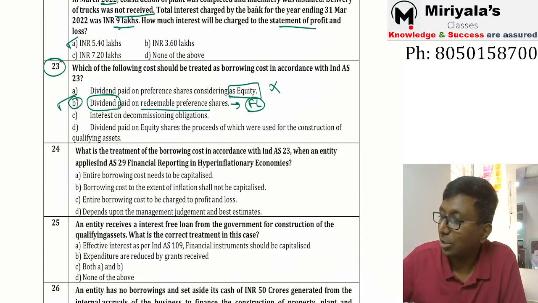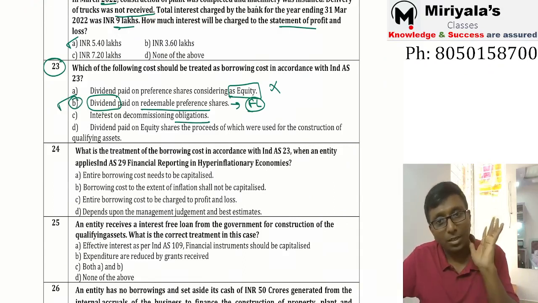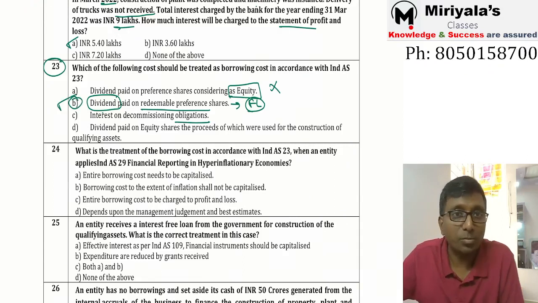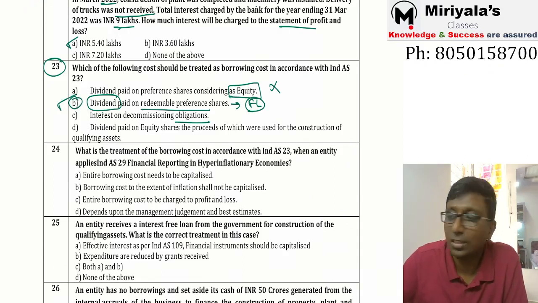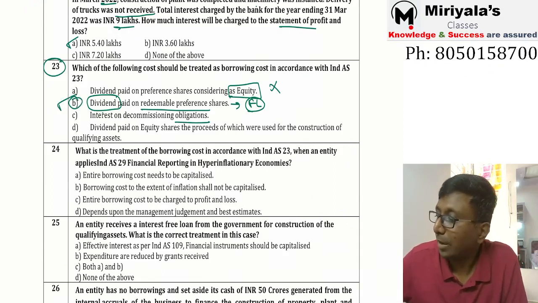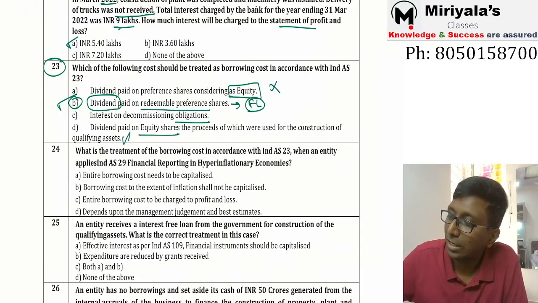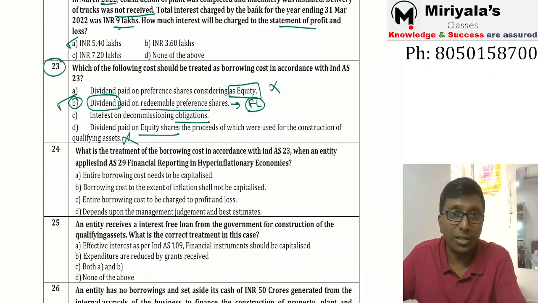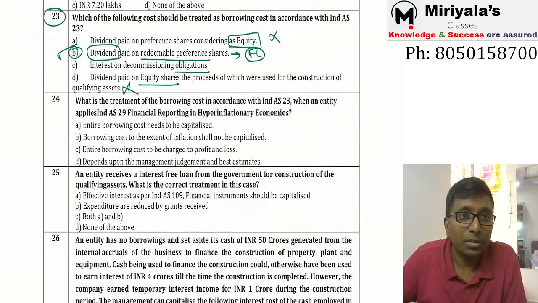Interest on the decommissioning obligation. Decommissioning obligation is separate. Nothing is going to come. The dividend paid on the equity shares will never come. So my 23rd bit answer is B, perfectly all right. Good question. Right, 24.